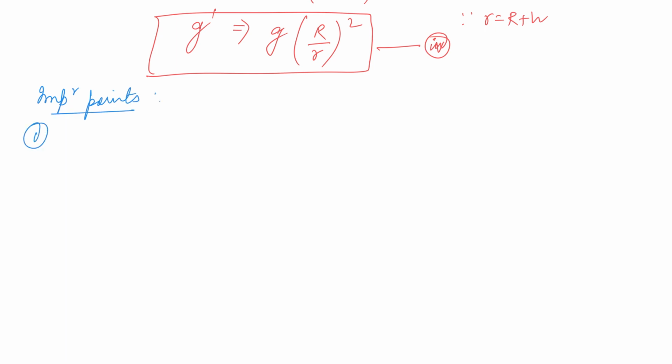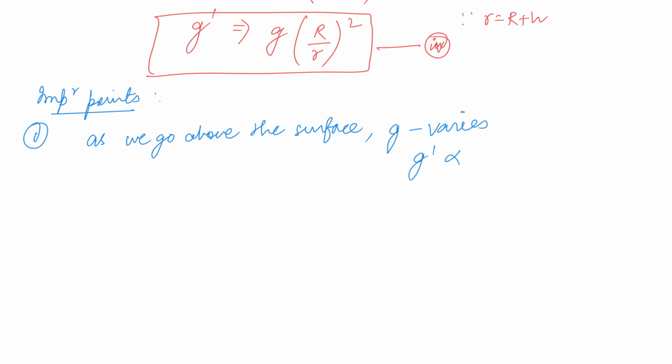First, as we go above the surface, g varies and it becomes g dash, which is directly proportional to 1 upon r square. That means its value decreases.